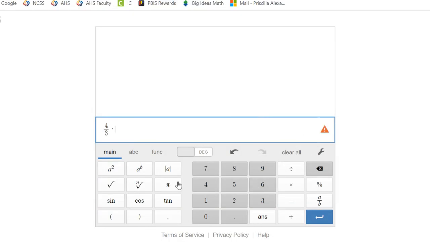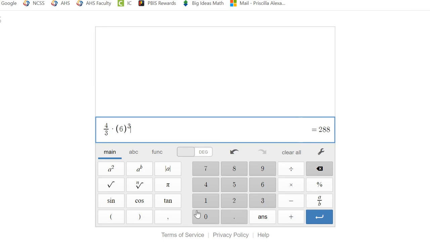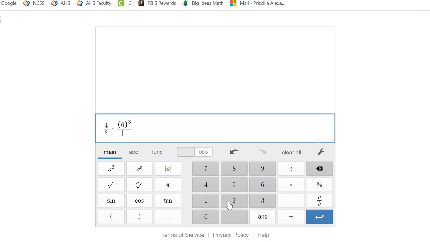Times 6 raised to the third power, 288. All right, so we get volume equals 288 pi, and it wants to know the volume of the whole thing, but this is a hemisphere, so I need to take this answer and divide it by 2, because it's half of it, so divide this by 2.